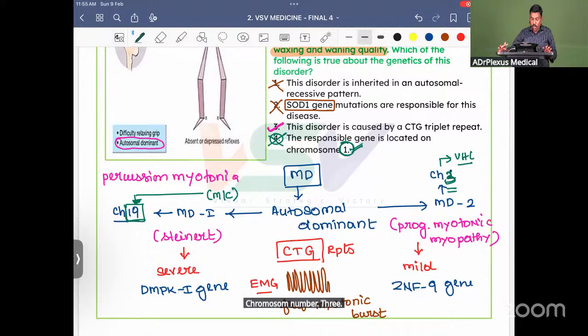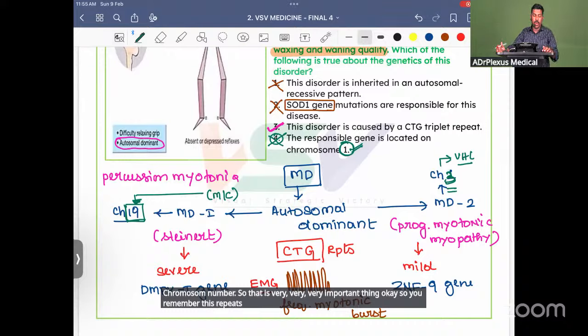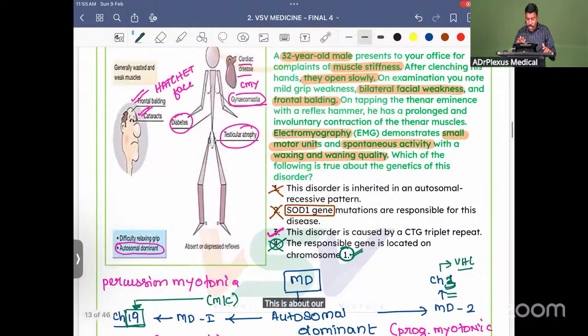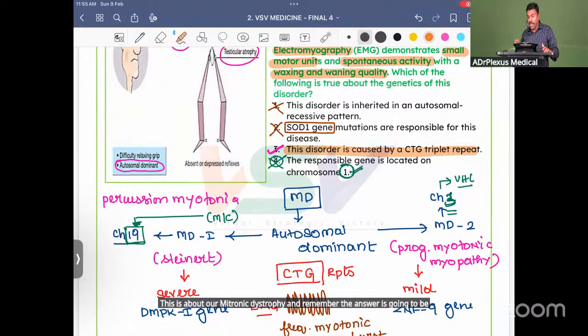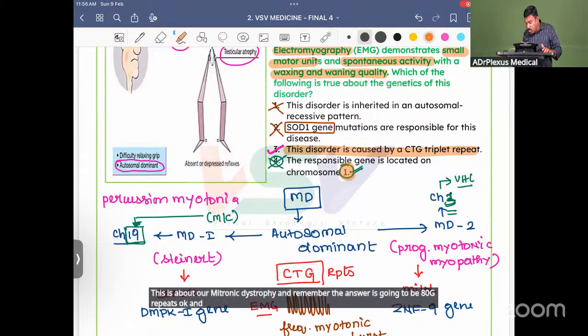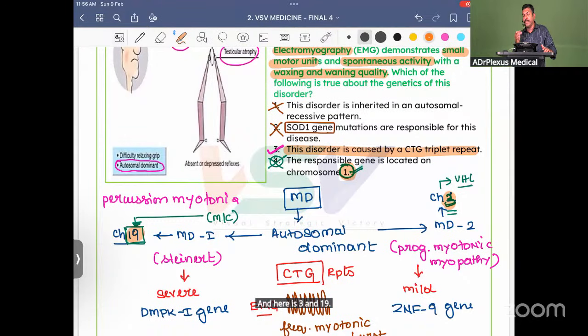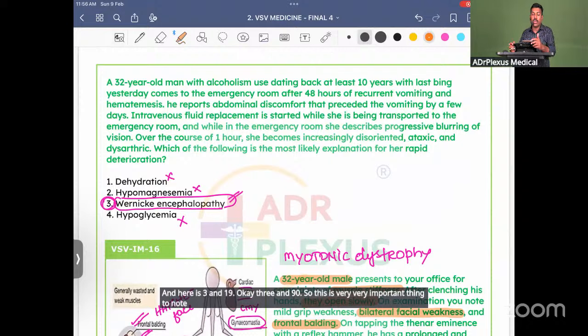That is a very, very important thing. You remember these repeats, very important thing to know. So this is about our myotonic dystrophy, and remember the answer is going to be CTG repeats. And the chromosome numbers here are 3 and 19. This is a very important thing to note here.